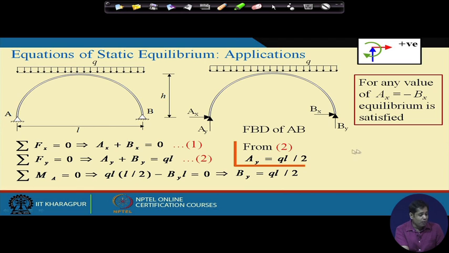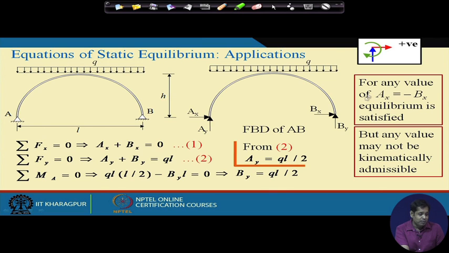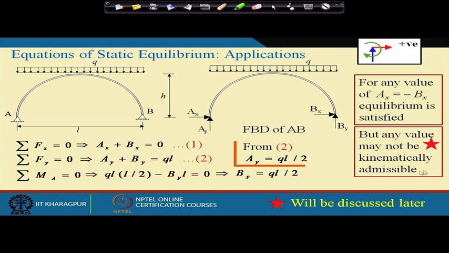Okay. Now, does that mean that Ax and Bx can have any value? Actually not, because in addition to the static equilibrium equations, another condition that needs to be satisfied is kinematic admissibility. Now, you put a star here, kinematic admissibility we will discuss when we talk about indeterminate structures in a more detailed way.